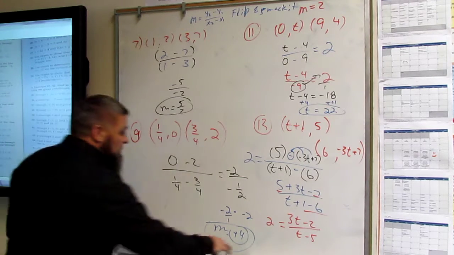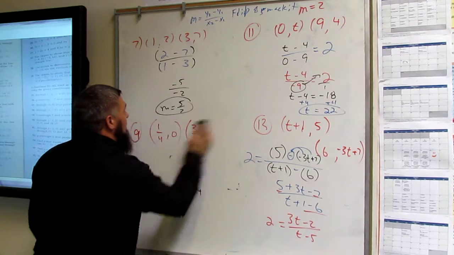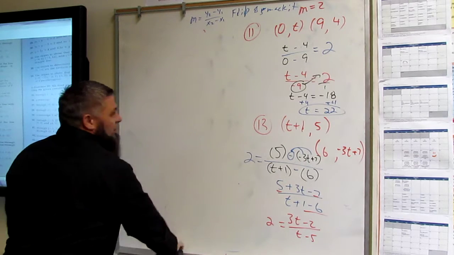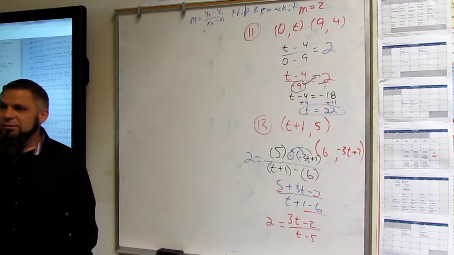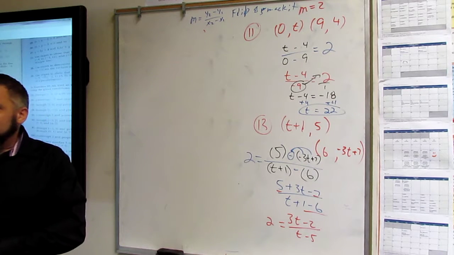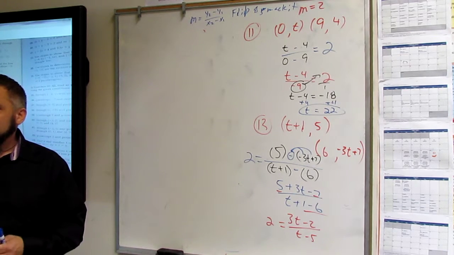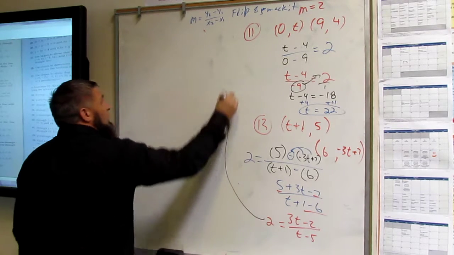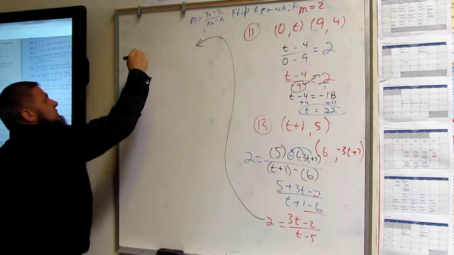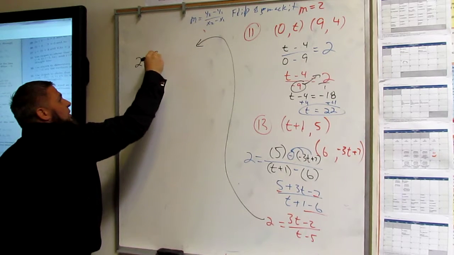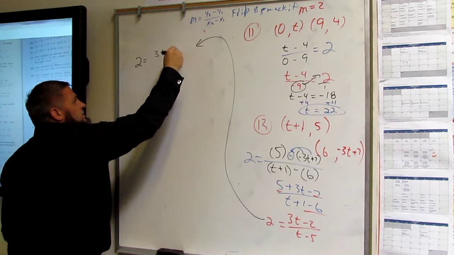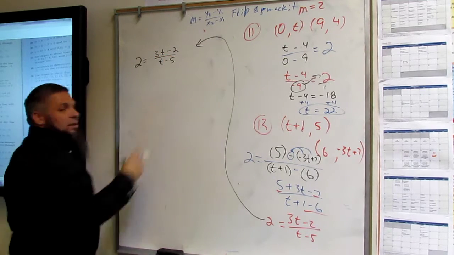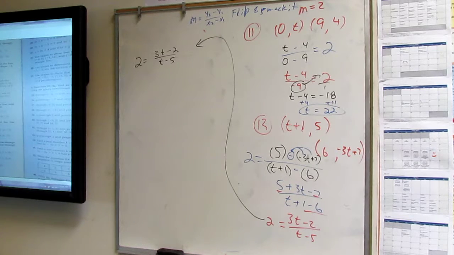And so now, I need space, right? Because this is Precal. This doesn't just get done. You gotta follow. And if you don't, you get lost real quick. 3t minus 2 over t minus 5, right? All I do is rewrite it and go with it.